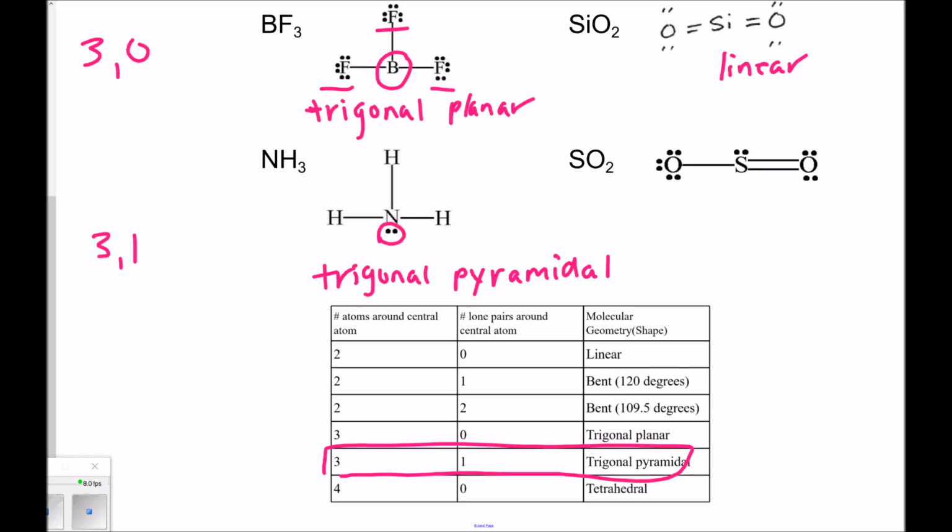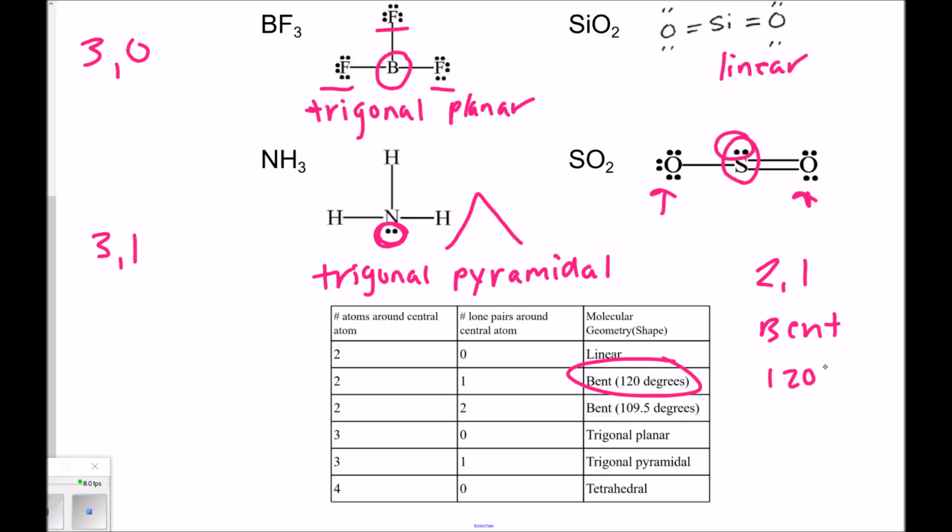And when you build these in class, you'll see that trigonal pyramidal kind of stands up in the center or it's lifted. Trigonal planar lays flat. Planar, it lays flat on the plane. So when you build these, it's important to look at the difference between the two. So this little lone pair being present actually causes it to be a little bit lifted in the center. Okay, lastly, we've got sulfur dioxide. So sulfur is our central atom. There's 2 atoms around it with 1 lone pair on our central atom. So we're looking at a 2-1 here. So 2-1 is bent 120 degrees.